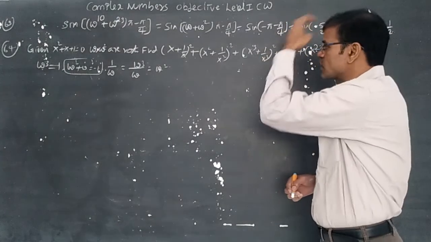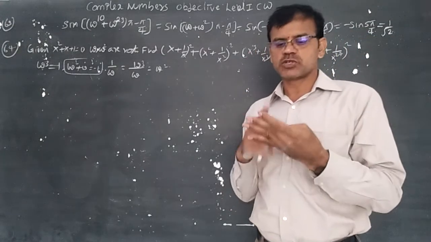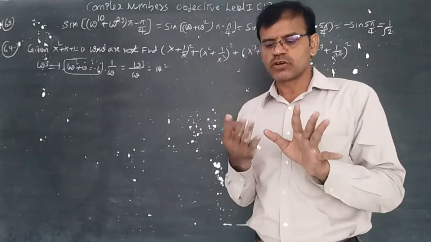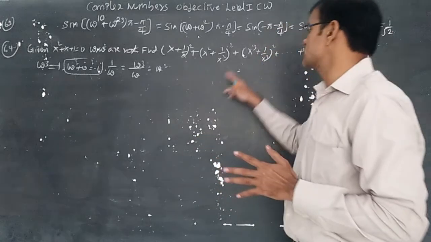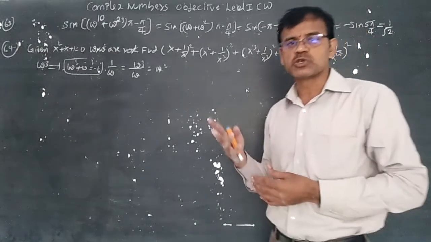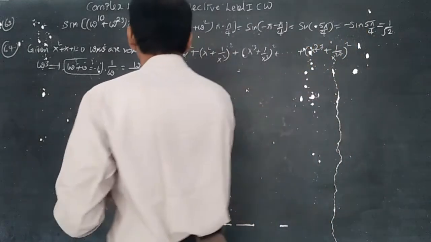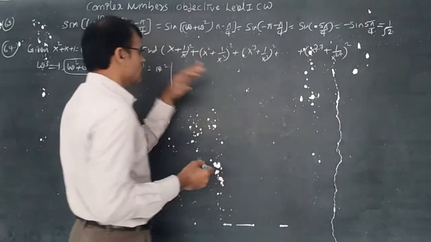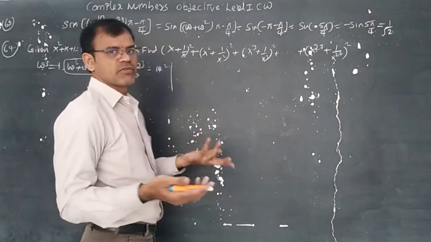How many terms are there? Multiples of 3 are there: 3, 6, 9, 12, 15, 18, 21, like this, 24, 27. Total 9 terms are there. So for the 9 terms here, 1 plus 1 means 2, 2 whole square 4. 4 of 9, so 9 into 4 you will get 36. And remaining how many terms are there? 27 minus 9, which is 18 terms that are not multiples of 3.